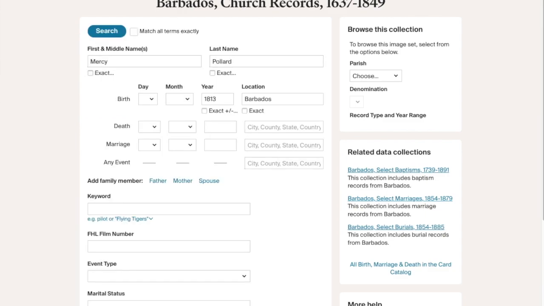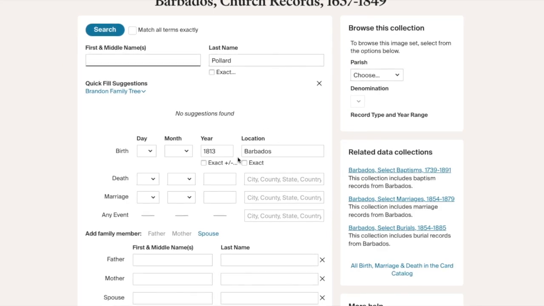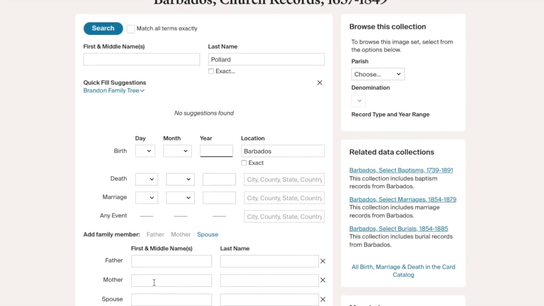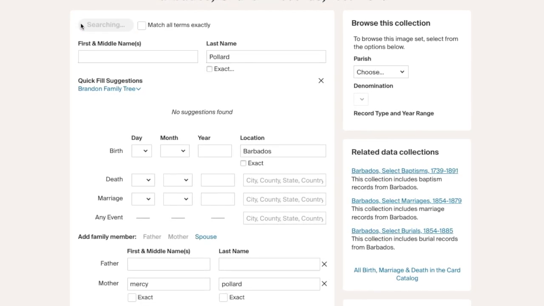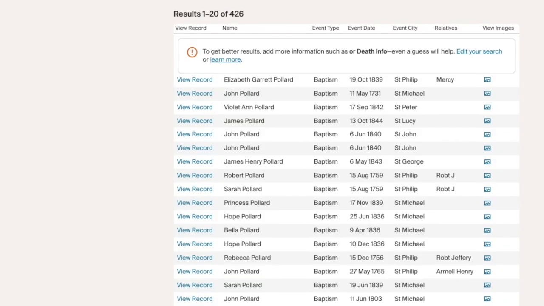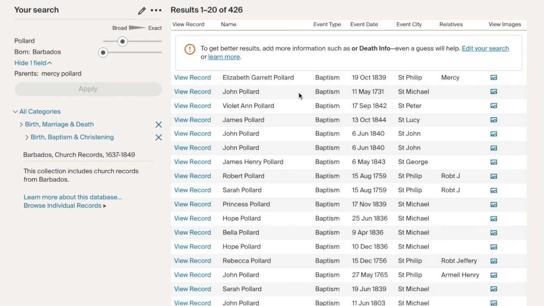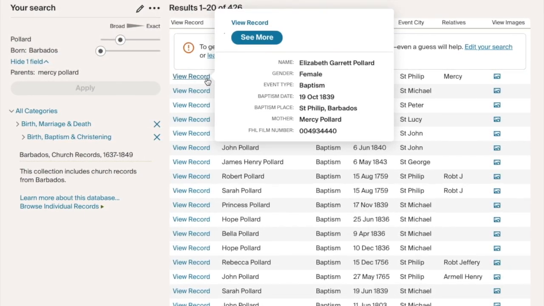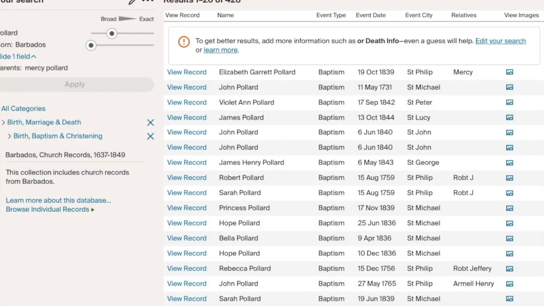And if we would actually search, not for her, let's go for Pollard. And let's get rid of this year. And let's go for mother is Mercy Pollard. Let's look and see, because I believe we're going to actually find some other various people. So here's Mercy, and we can see here's another child that's born slightly after the birth of James. So we're seeing a sister of him. And again, you could go through these various records and figure out which of these people are actually Mercy's children.